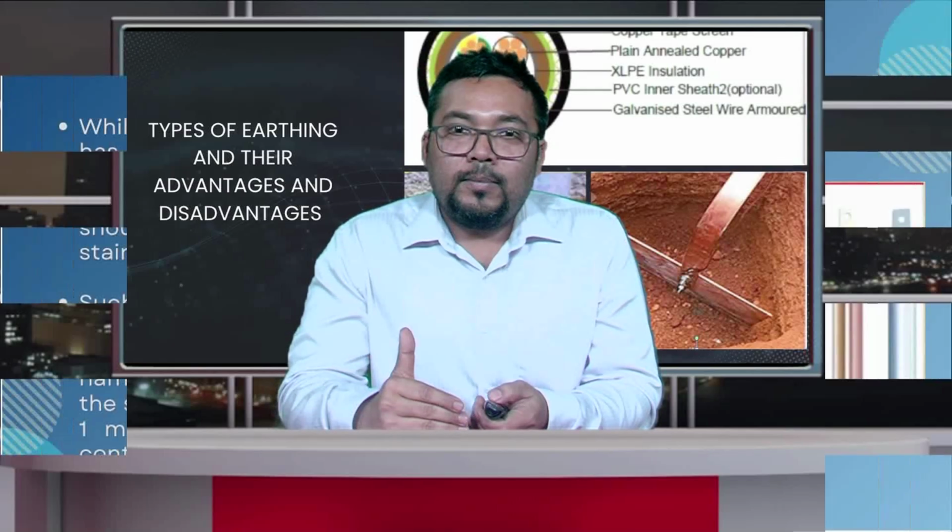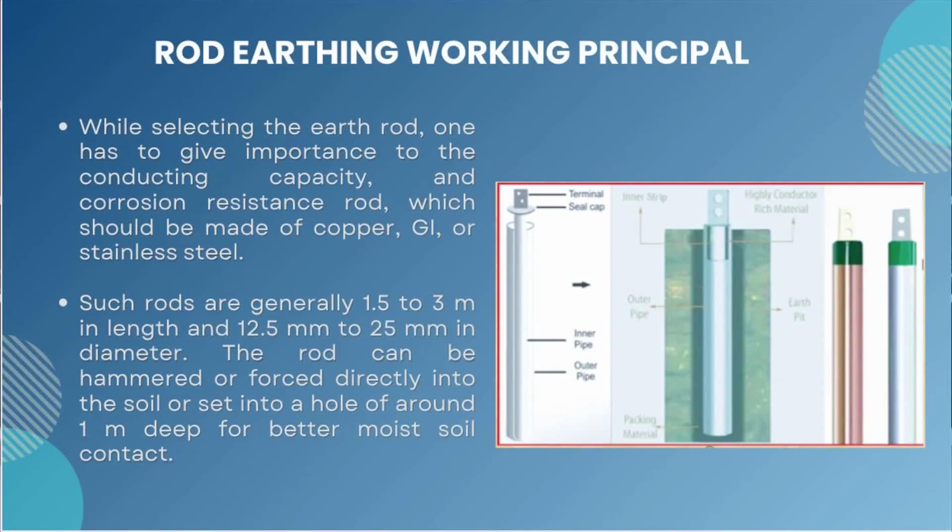Let's discuss that. The fundamental importance of highest conducting capacity along with highest corrosion resistance should be considered while selecting this earth rod, which should be made of copper, GI, or stainless steel. Such rods are generally 1.5 to 3 meters in length and 13 to 25 millimeters in diameter. The rod can be hammered or forced directly into the soil or set into a hole of around 1 meter deep for better moist soil contact.